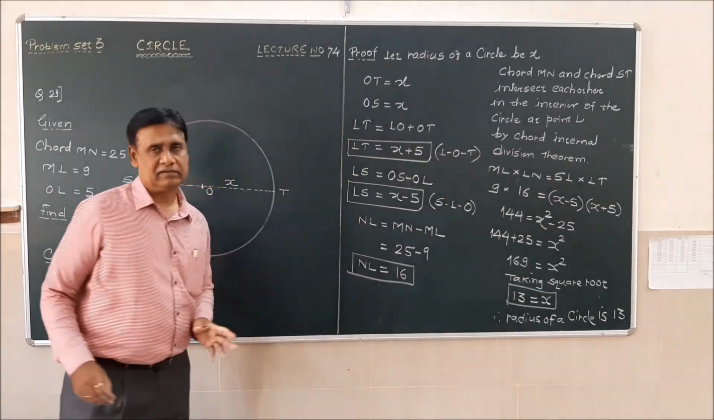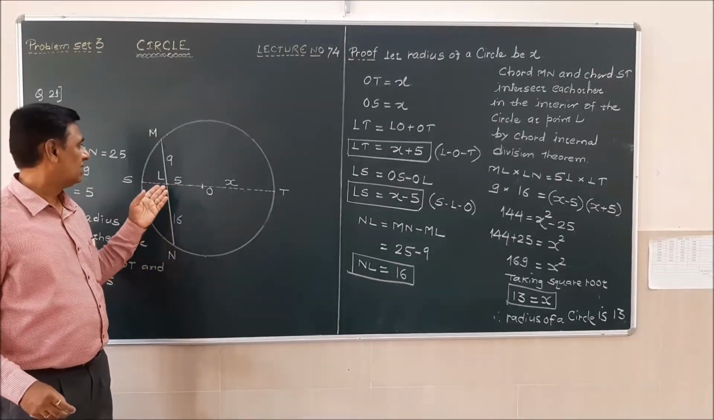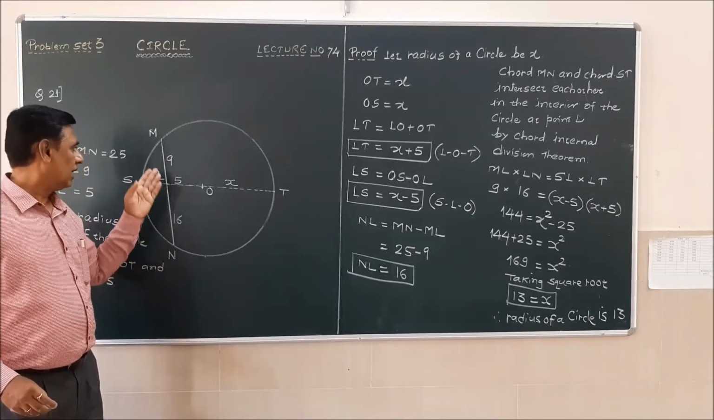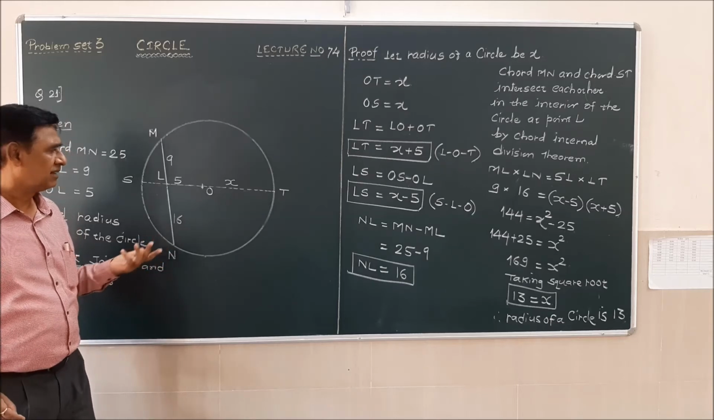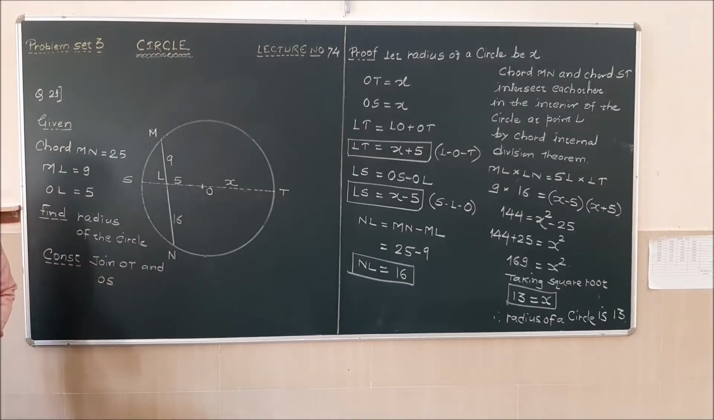Units are not given with ML as 9 or anything like that. So this is how you will find the radius of the circle. Please have a look at this sum carefully.